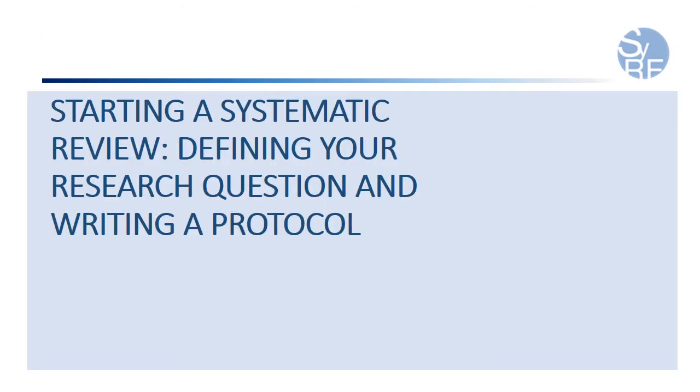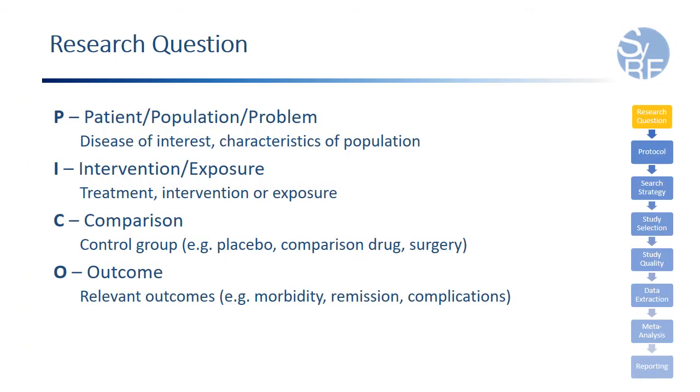To begin a systematic review, it is important to define your research question and to write a protocol. The research question of a systematic review should be feasible, interesting, and relevant. Therefore, a clear, logical, and well-defined research question should be formulated before beginning work on the review.